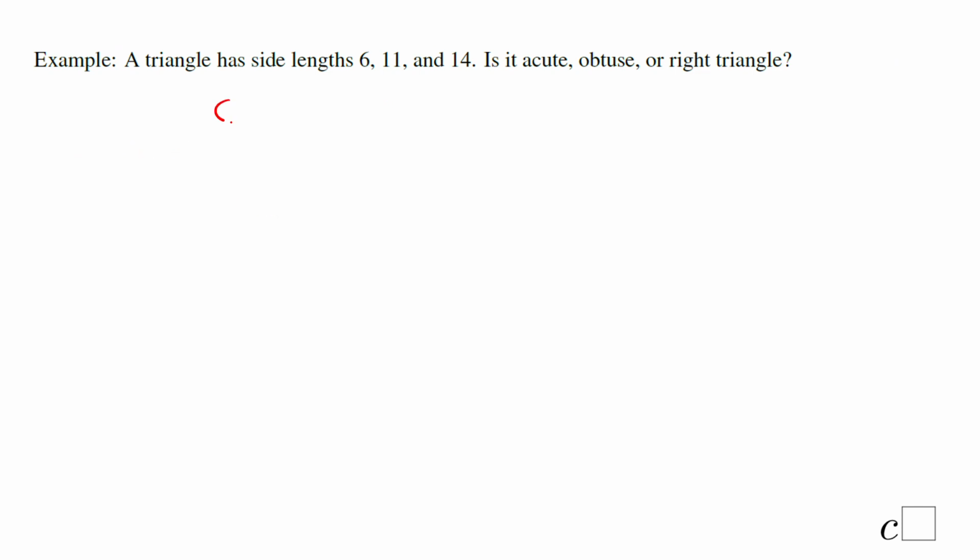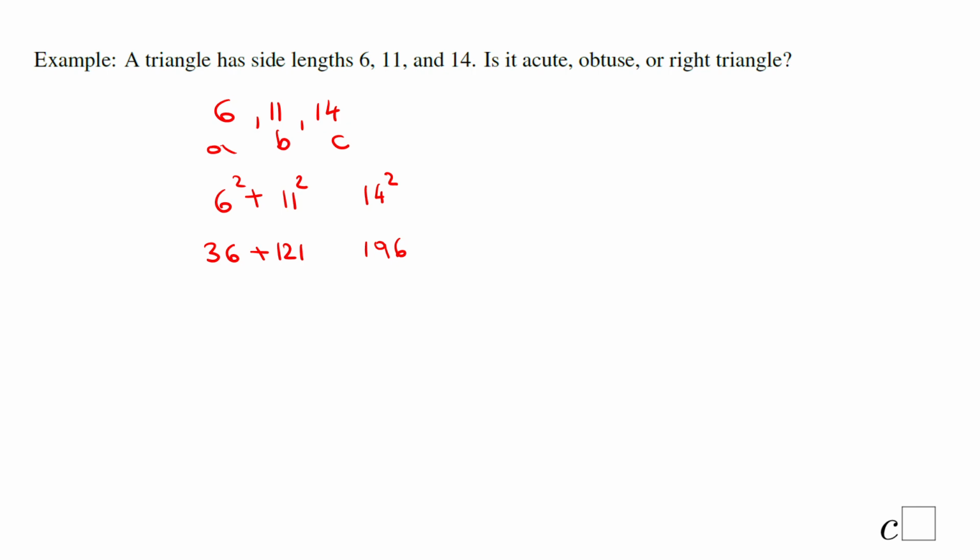Again, now we have 6, 11, and 14. And obviously A, B, C. Probably I should have done this on the previous problem. And we have a squared plus b squared. And then I'm going to put here on the other side c squared, which is 14 squared. I'm not going to put any sign because I want to see what sign we have. And we have here 36 plus 121 and 14 squared is 196.